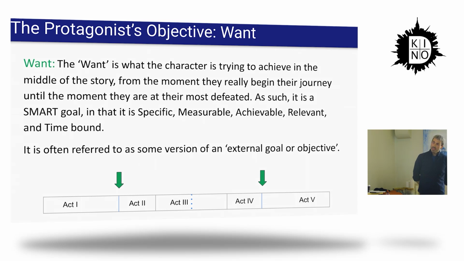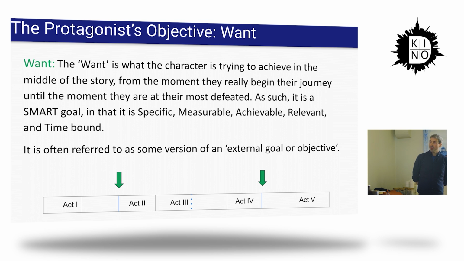So then between the 1st act and the 2nd act, we've got the protagonist's objective. So normally about 25 minutes in, it could be 20 minutes in, it could be 30 or 35 minutes in, but it's normally 25-ish. The protagonist decides on a want. The want is what the character is trying to achieve in the middle of the story, from the moment they really begin their journey until the moment they are at their most defeated. As such, it is normally, not always, but normally a SMART goal. So it is specific, measurable, achievable, relevant, and time-bound. Okay?